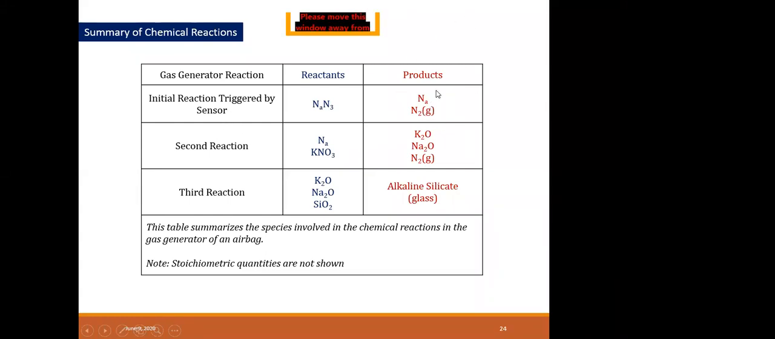In the second reaction, the sodium from the first reaction reacts with the potassium nitrate to produce sodium oxide, potassium oxide and additional N2 gas. This additional, small amount of N2 gas is now allowed to combine with the N2 gas from the first reaction to enter the airbag. The remaining mixture of potassium oxide and sodium oxide is then allowed to react with silicon dioxide in the mixture to produce alkaline silicate glass, which is a harmless substance. Got it?